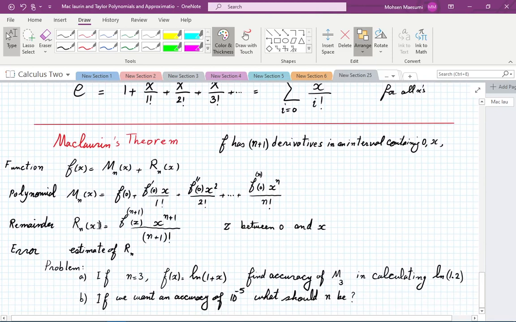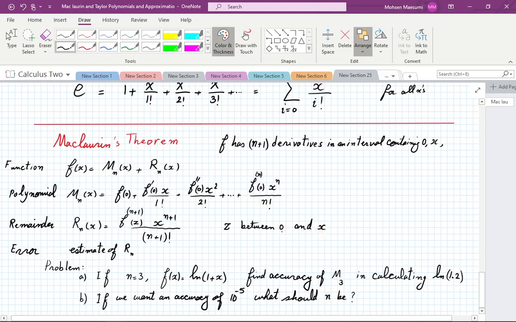What is that remainder? The remainder looks very much like the next term of this polynomial, except for one major difference. We see that we have x to the power of n over n factorial. The next one would have been x to the power of n plus 1 over n plus 1 factorial. The thing that is different is that this next derivative, instead of being evaluated at 0, is evaluated at some point z between 0 and your quantity x.